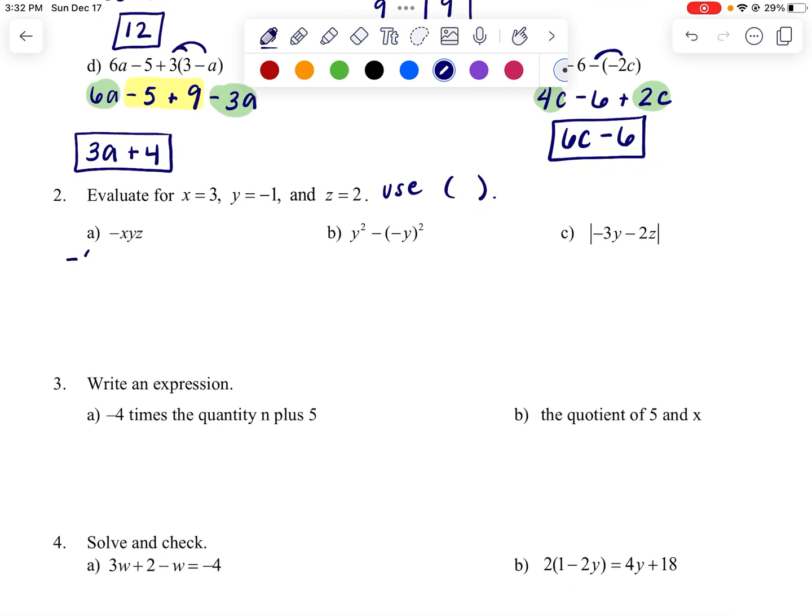So the negative stays, and I'm plugging in x, which is 3, y, which is negative 1, and z, which is 2. Now remember, when they're all touching, it's multiplication. So x times y times z. So I'm just going to go in order here. Negative times 3 is negative 3 times negative 1 times 2. You can keep your parentheses if you want, but know that it's multiplication. Negative 3 times negative 1 is positive 3 times 2, which is 6.